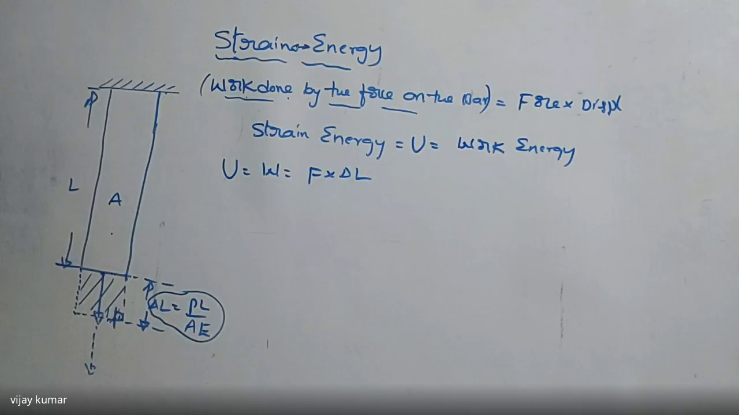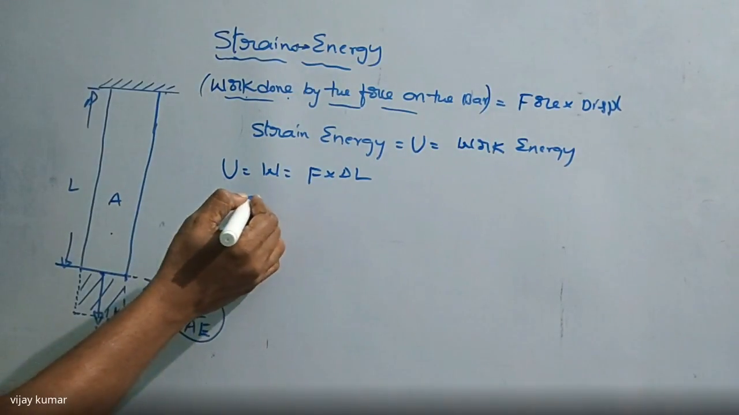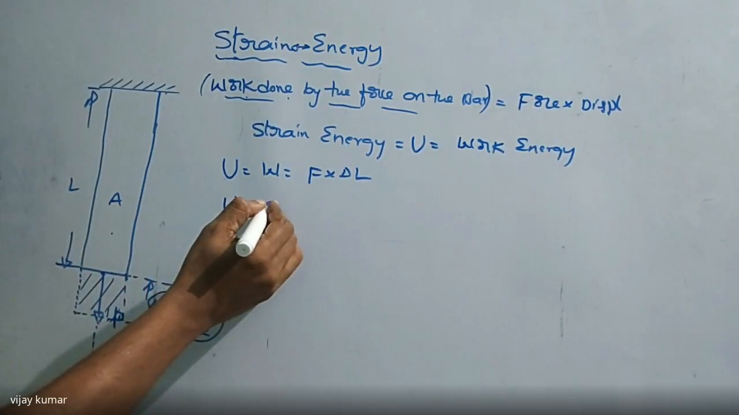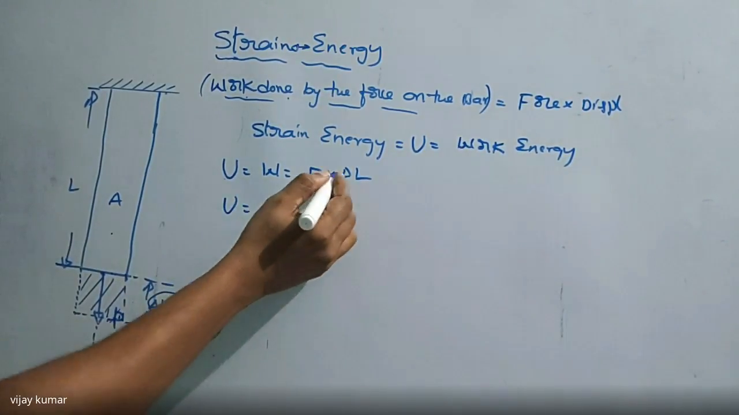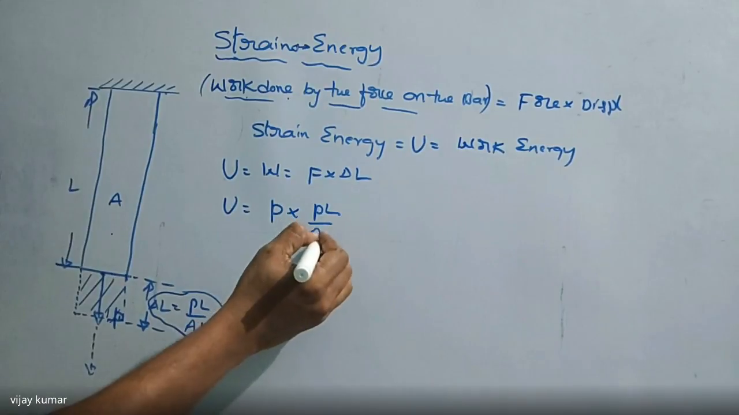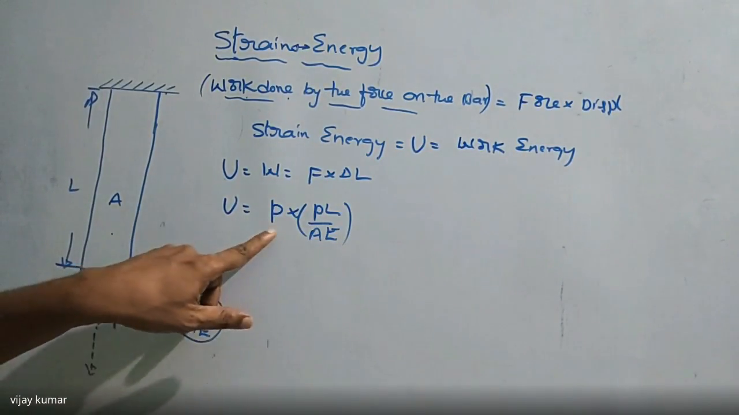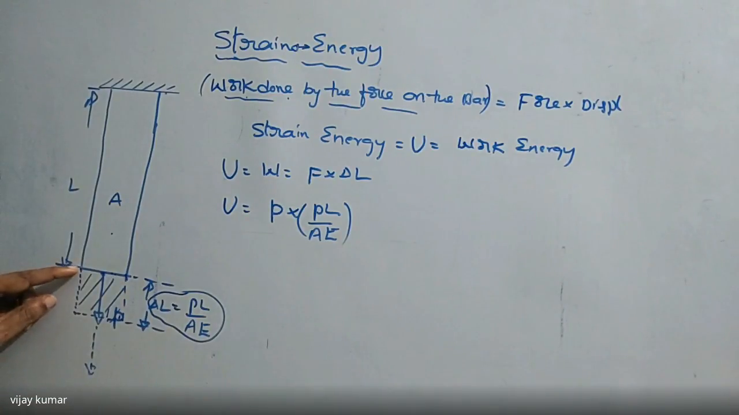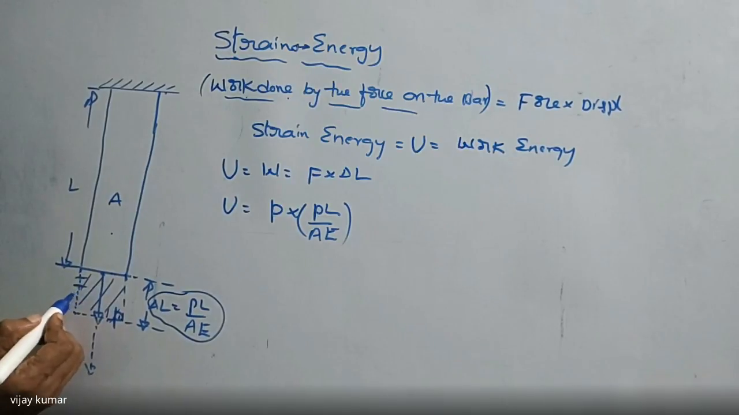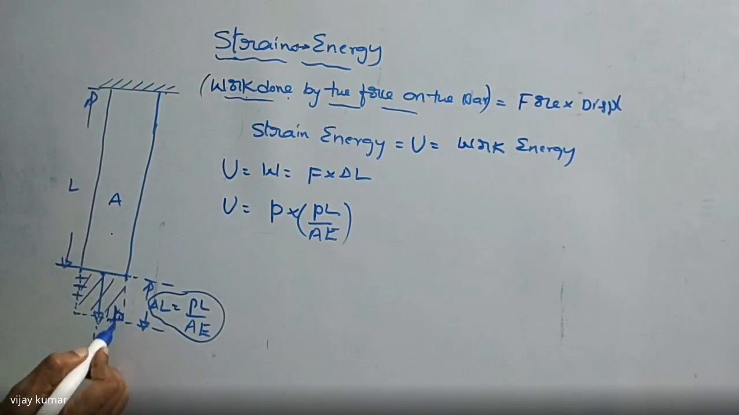Then what I am saying here is that U is equal to work, equal to force, which is nothing but P, times delta L, which is nothing but PL by A E according to Hooke's law. All of you know it. So here P is not constant. If you deform this material from this point to this point, and onward, we have to increase the force gradually. So it is named as a gradually applied load on a member which undergoes some deformation.